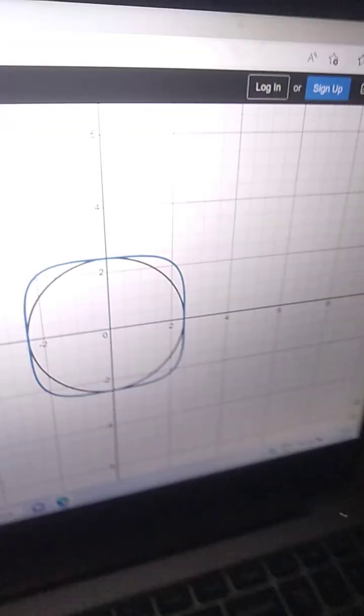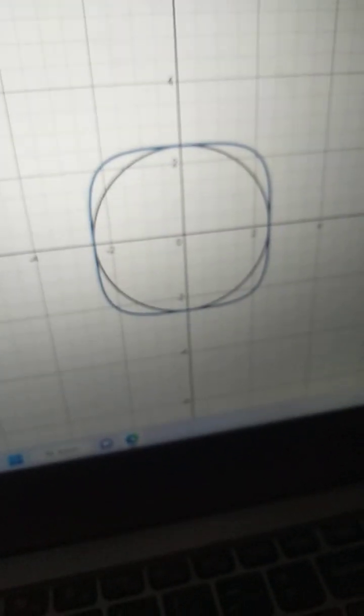All right, now let's remove it. To make a circle, it's only X to the power of 2 plus Y to the power of 2. But if we do X to the power of 4 plus Y to the power of 4 equals 36, it's not a circle anymore. It's like a square circle.